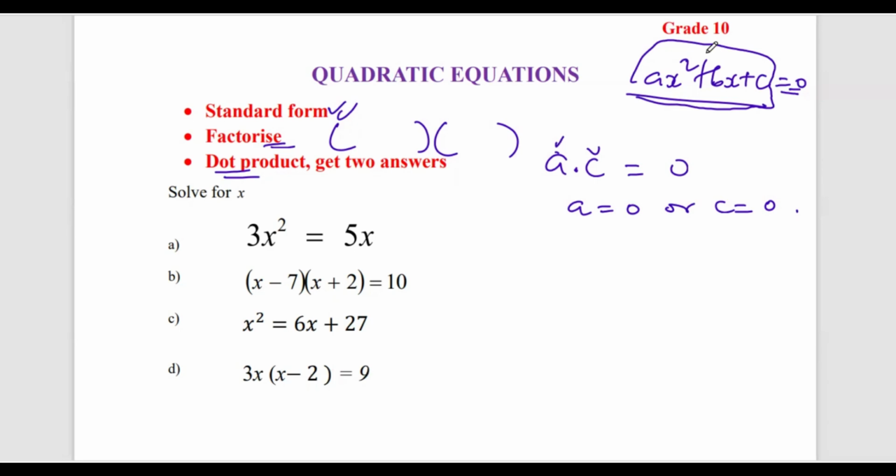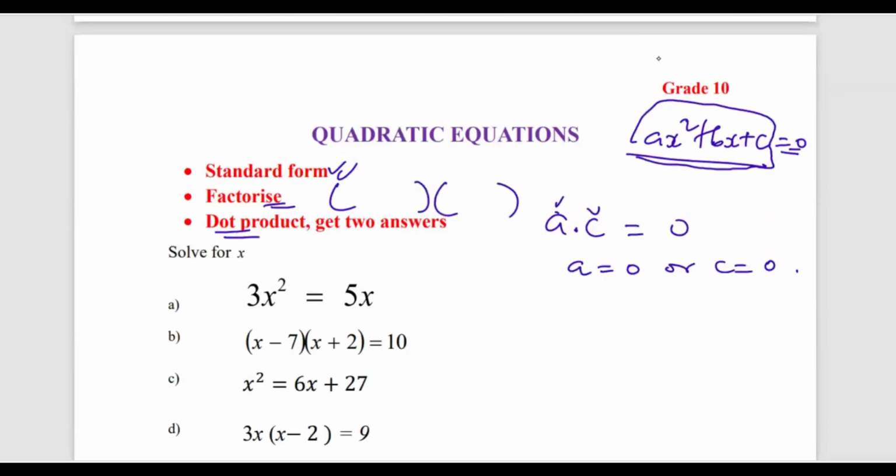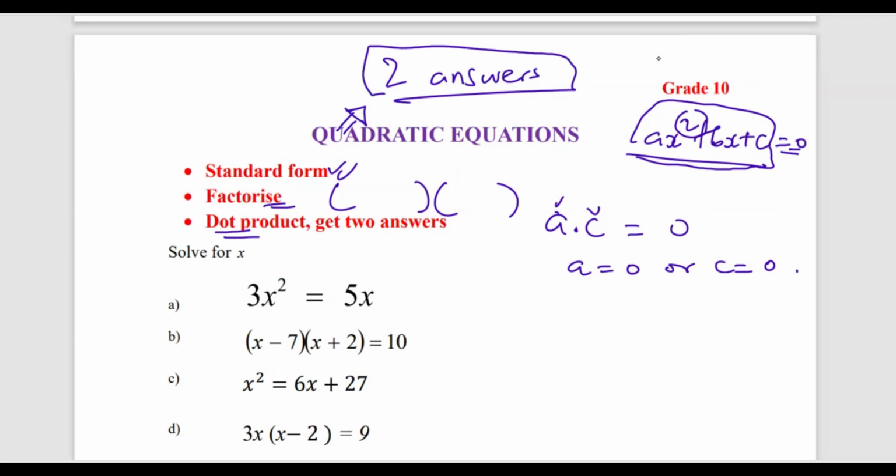All right, so let's get to the question. So we have 3x squared is equal to 5x. Please, when it is a quadratic, the degree of the expression is 2. We expect to get two answers, regardless of what type of answers they are. With a linear equation, yes, we can get one answer. But when it comes to a quadratic, we must get two answers.